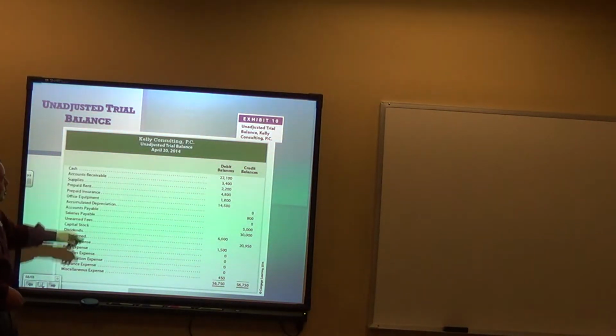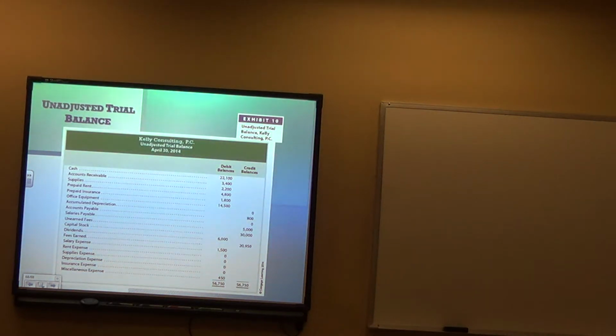And then we have an unadjusted trial balance here. You will see some of these are at zero because we'll probably make some adjustments to those. That's why we have them listed there. So those adjustments will then make some of those a little different. As you can see, a lot of these are at zero because we're going to have some of those adjustments.